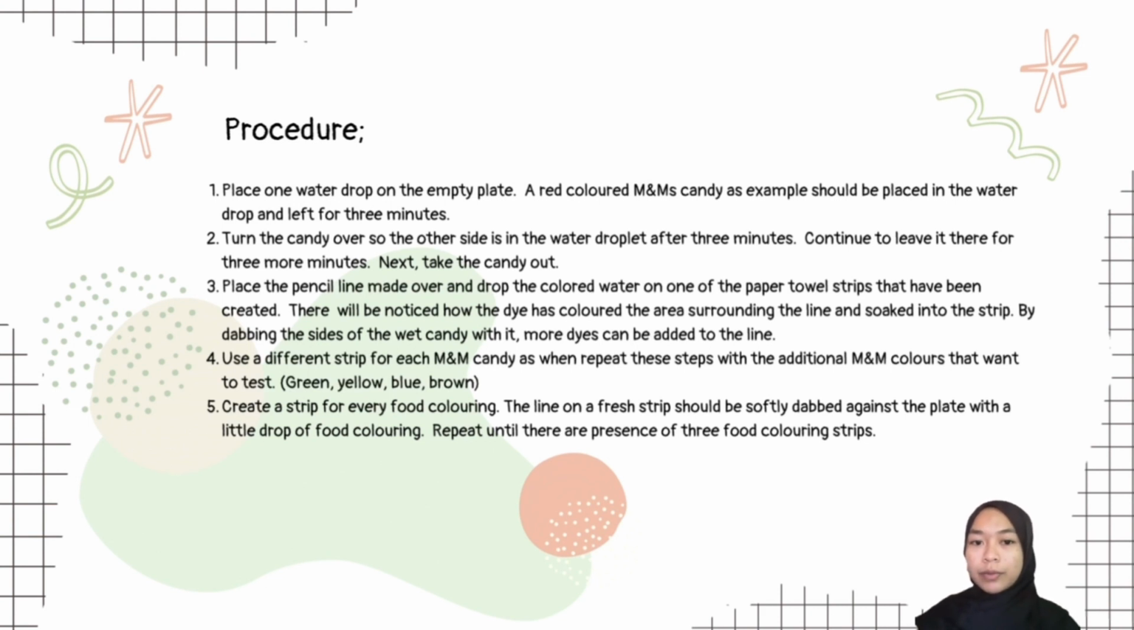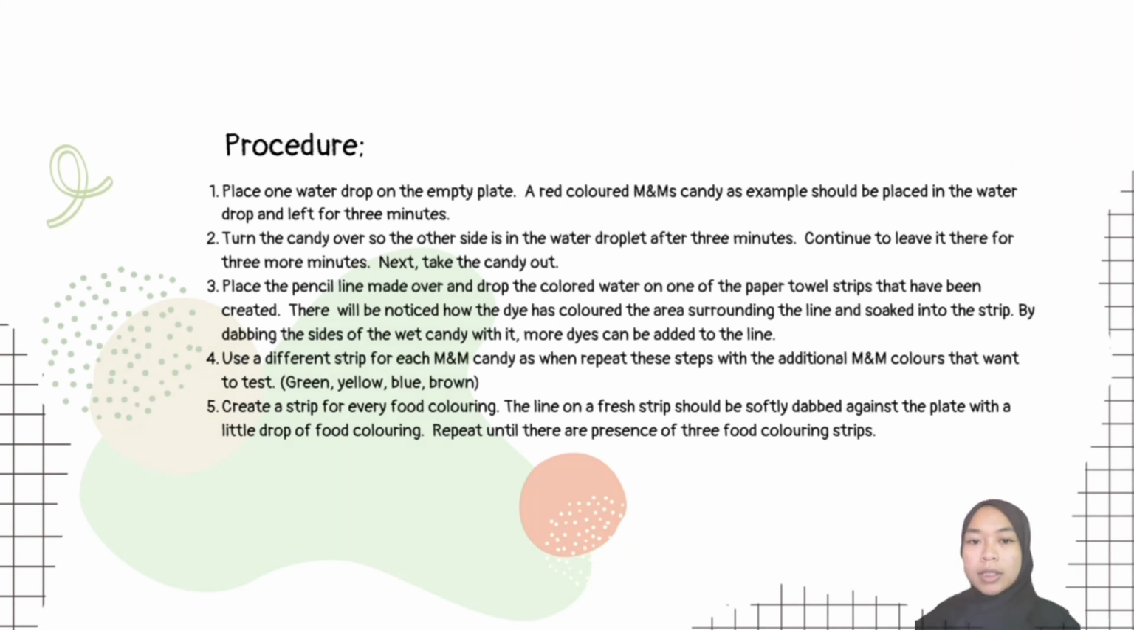Create a strip for every food coloring. The line on a fresh strip should be softly tapped against the plate with a little drop of food coloring. Repeat until there are 3 food coloring strips.